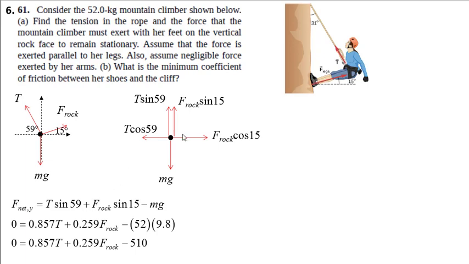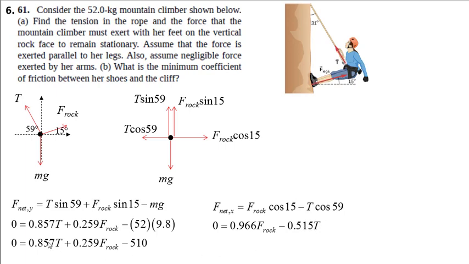But now I'm going to look in the x direction, and I'm going to write a net force equation in the x direction. So the net force in the x direction is equal to, in the positive x direction, the force of the rock times cosine of 15, and in the negative x direction, T times cosine of 59. Her net force in the x direction is always equal to mass times acceleration in the x direction. What is her acceleration in the x direction? It's just 0. Since her acceleration in the x direction is 0, her net force in the x direction has to be equal to 0. Here I've just gone through and calculated cosine of 15 and cosine of 59.